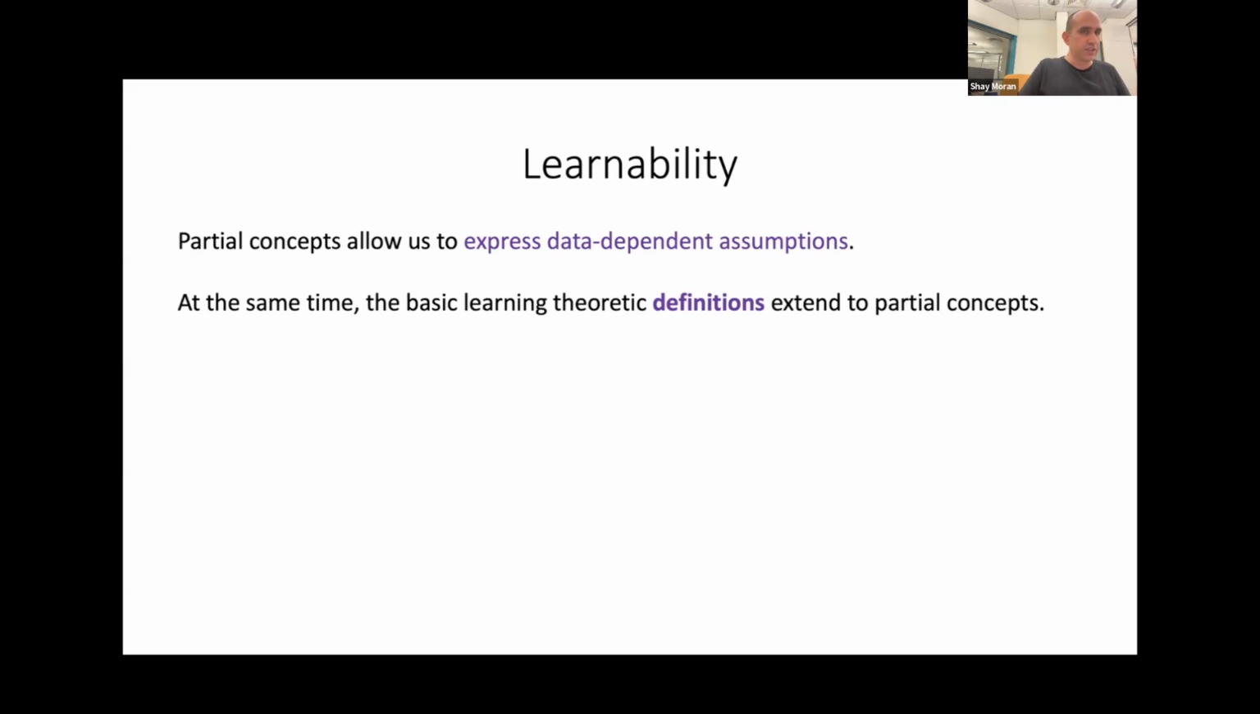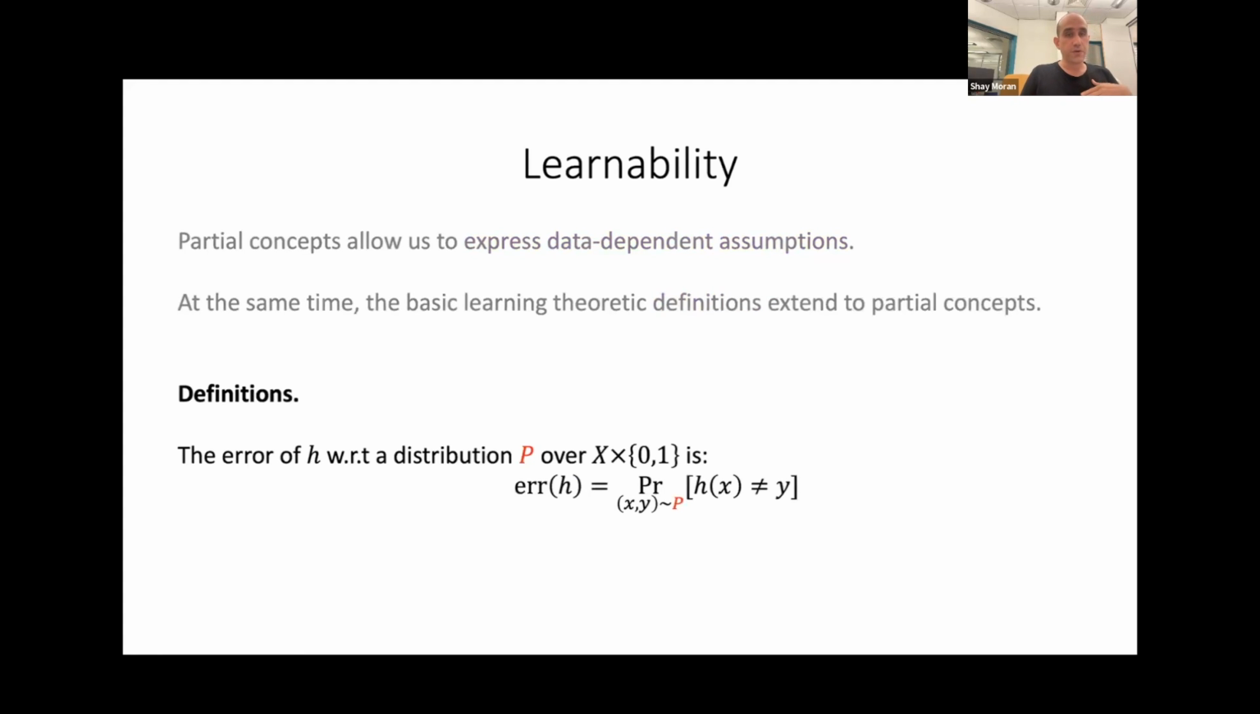So there's nothing really clever in this definition, but the nice thing is that it allows us, on the one hand, to express these data-dependent assumptions, such as margin, low-dimensional surfaces, etc. And at the same time, all the basic learning theoretic definitions extend naturally to partial concepts, right?